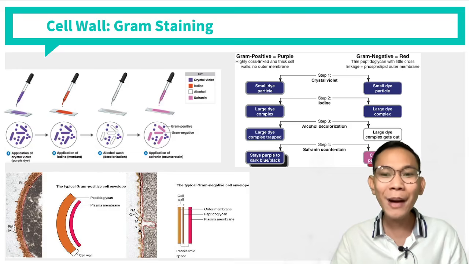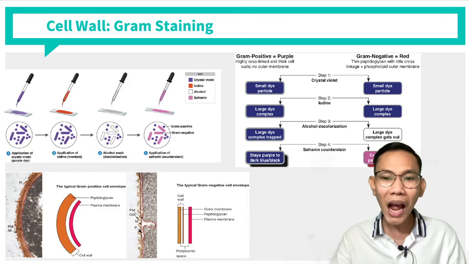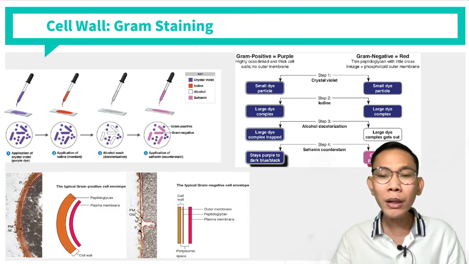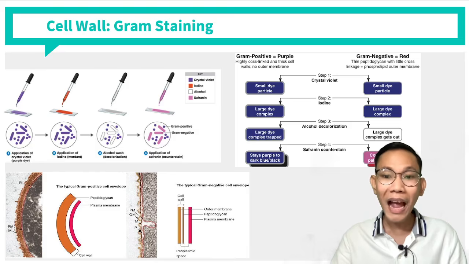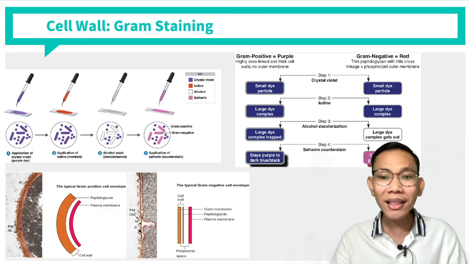How about your gram negative? So your gram negative, your crystal violet, again, small dye particle, but with the addition of your iodine, anong nangyayari? It will make the reaction to occur. It will create now a large dye complex. Afterwards, because of the function of your alcohol, what will happen? Since if it is a gram negative, anong mangyayari? Matatanggal yung ating large dye complex.